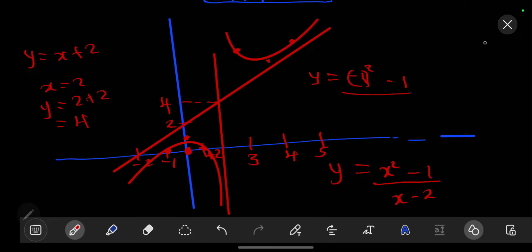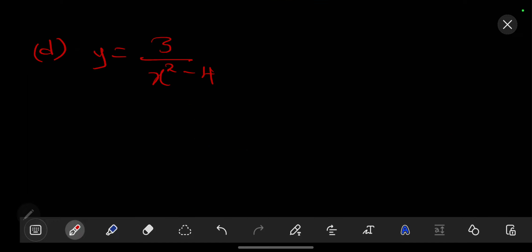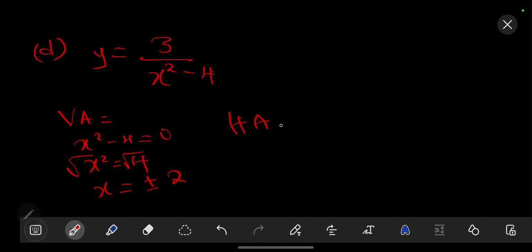Let's look at our last question. For this one, we have y should be equal to 3 over x squared minus 4. So how do we solve this one? First, let's find our vertical asymptote. We have x squared minus 4. We are going to equate it to 0. So our x squared should be equal to 4. Let's find the square root. So our x is equal to plus or minus 2. The horizontal asymptote, since the denominator is greater than the numerator, is at 0, like that.